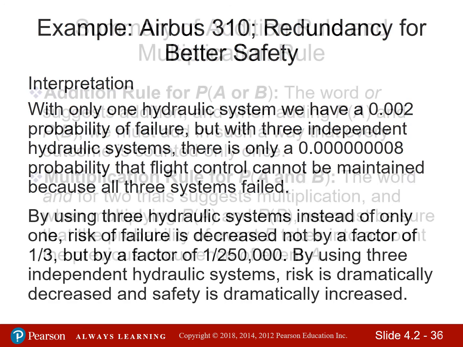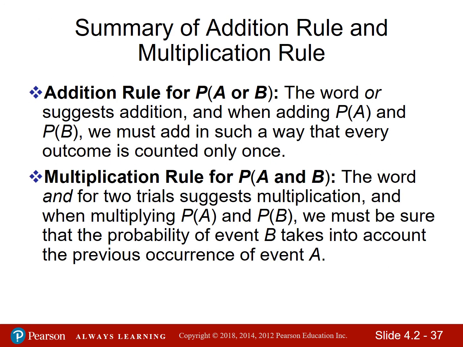All right, now the summary of the addition rule and the multiplication rule. For the addition rule for P of A or B, the word or suggests addition. The word and suggests multiplication. The word and for 2 trials suggests multiplication, and when multiplying P of A and P of B, we must be sure that the probability of event B takes into account the previous occurrence of event A.